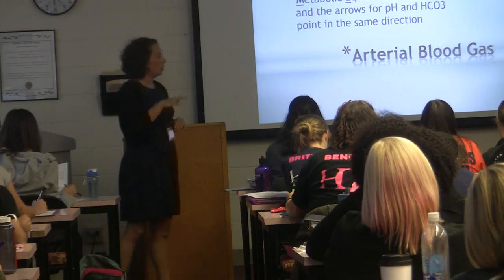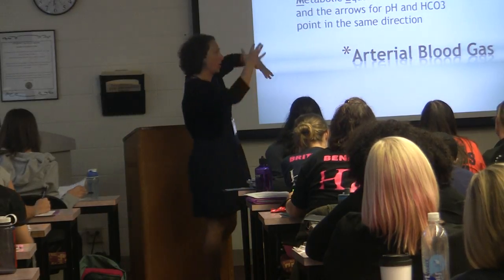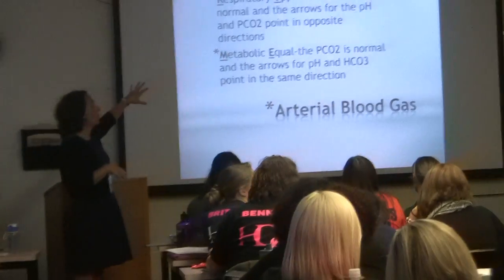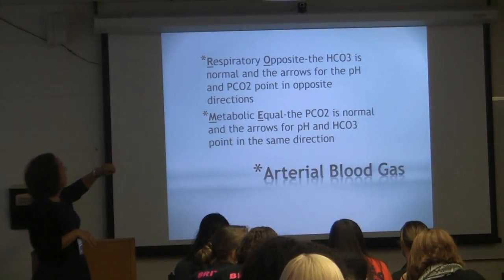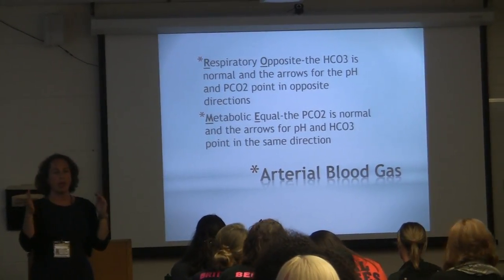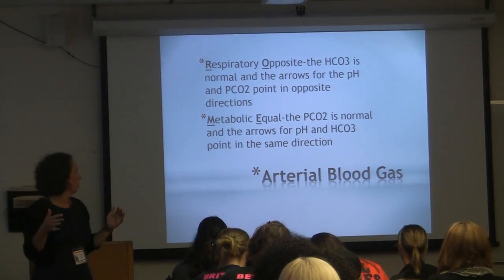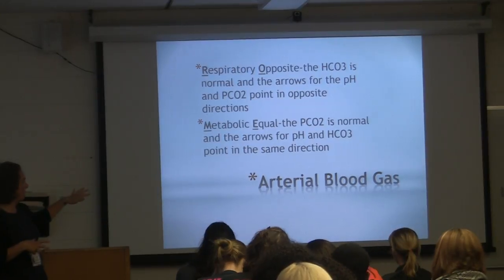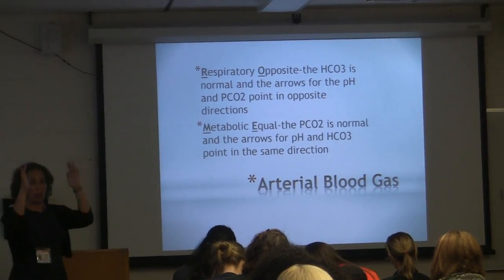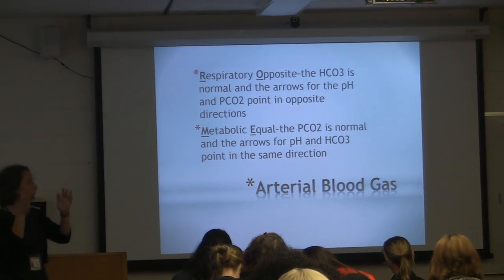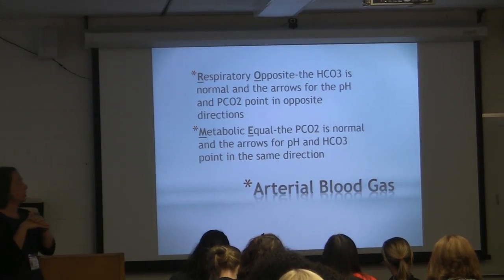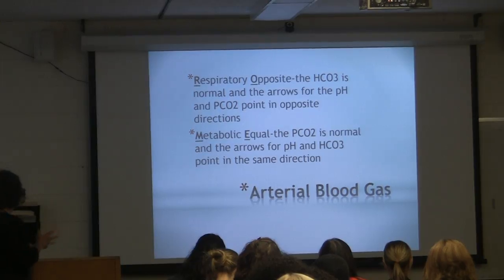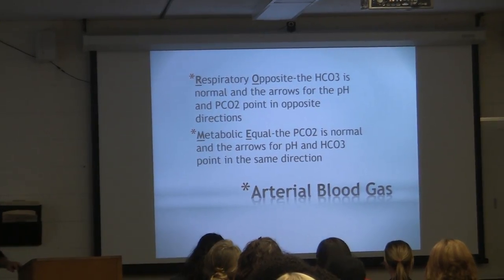So you saw this before, but now does that make sense with my little arm arrows here? The bicarb is going to be normal if it's a respiratory problem, and the arrows for pH and pCO2 point in opposite directions. That's really all that means. And in a metabolic imbalance, the pCO2 is between 35 and 45, so it's normal, and the arrows for pH and bicarb point in the same direction. That's all that means. So I'll give you a couple of examples.